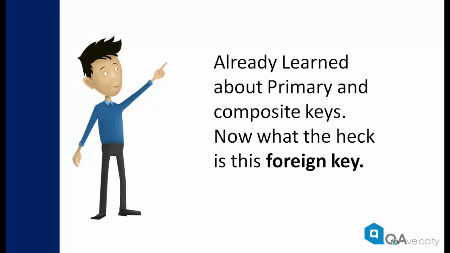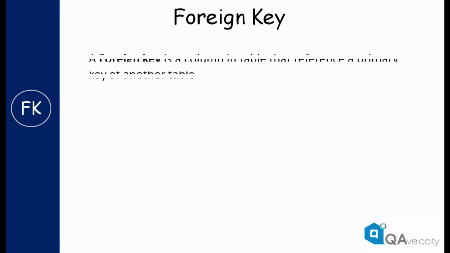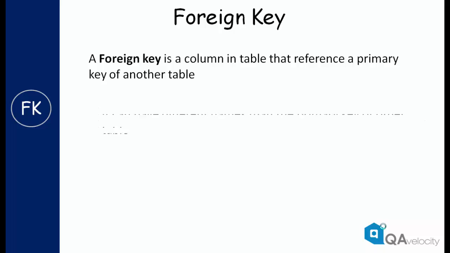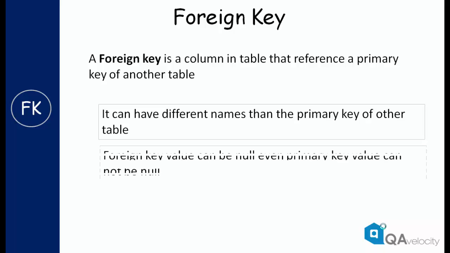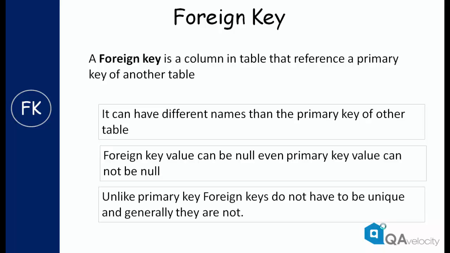Alright, we have already covered primary and composite key. Now what the heck is this foreign key? A foreign key is a column in a table that references a primary key of another table. A foreign key can have a different name than the primary key of the other table. You can set the value of a foreign key as null, even though a primary key value cannot be null. And unlike a primary key, foreign keys do not have to be unique, and generally they are not. We don't keep them unique.